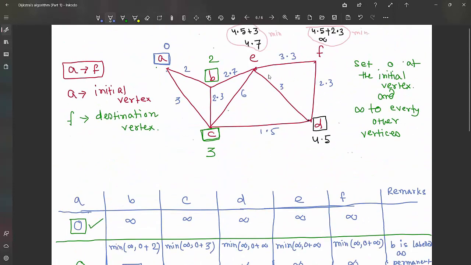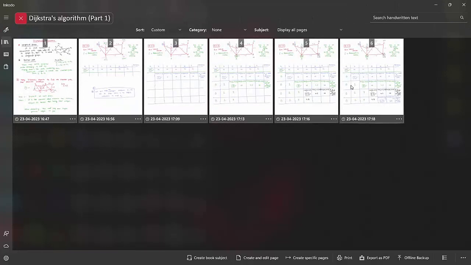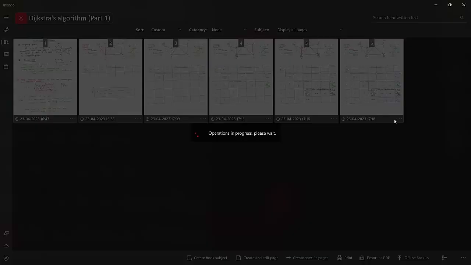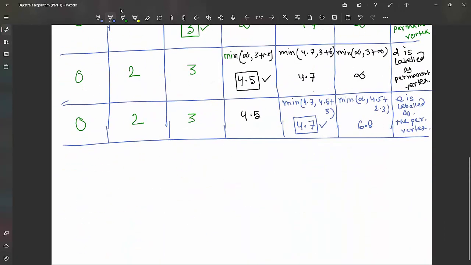So now we do it in the graph also, and we just change the values. Here the minimum of 4.5 plus 3 and 4.7 is 4.7, and here the minimum value is 6.8. Now this is our new permanent vertex. After that we take a box on it, and now we have only one step to go from E to the destination vertex F. So we do it in the next and final graph. So this is the final step. Here we need one more table line.